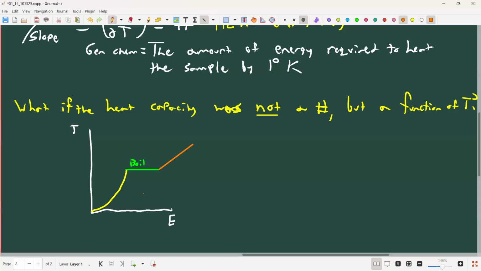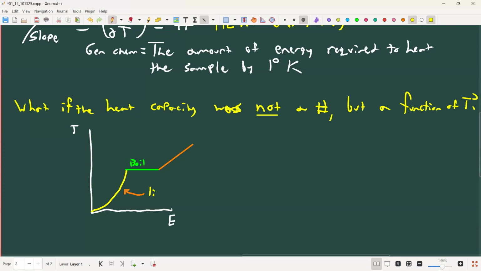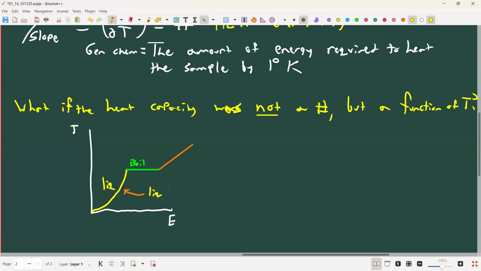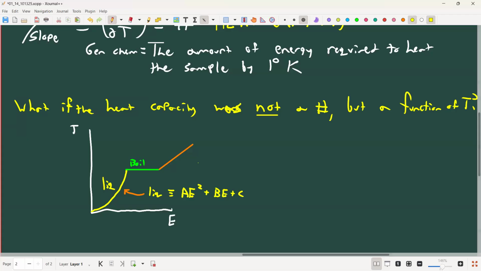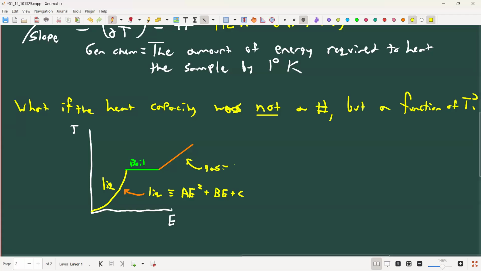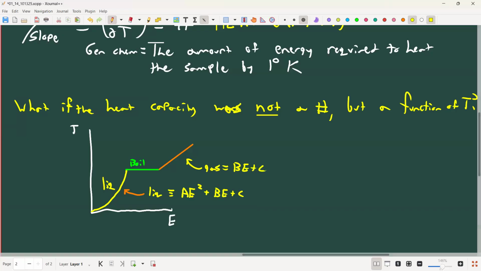So what if, for instance, here, the heat capacity of the gas or the liquid is some function that is, say, a quadratic function of energy. And maybe then for the gas, it's just a linear function in energy. Then it's not really fair to say that the slope of that curve is the amount of energy it takes to heat the material 1 degree Kelvin, because the amount of energy it takes to heat the system by 1 degree Kelvin is different here than it is here. The slopes are different.